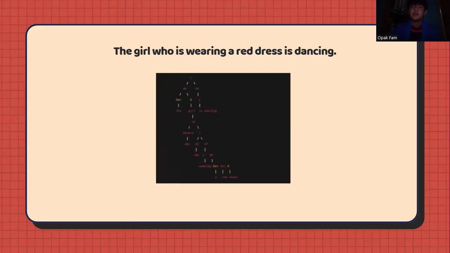So next is "the girl who is wearing a red dress is dancing." This tree diagram shows a sentence with a relative clause. The sentence is divided into NP and VP. The noun phrase is "the girl," and it is followed by a relative clause starting with "who." The relative clause "who is wearing a red dress" gives extra information about the noun girl. The verb phrase is dancing. This diagram shows how the relative clause is attached to the noun phrase.